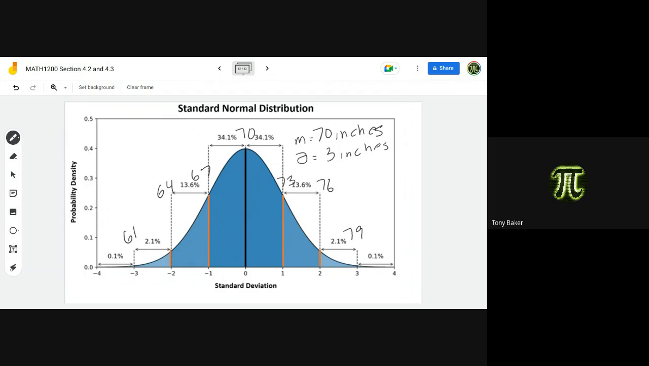Huh? 61? 5'1". Yeah. Okay. Like 3 people in my host family are like that.